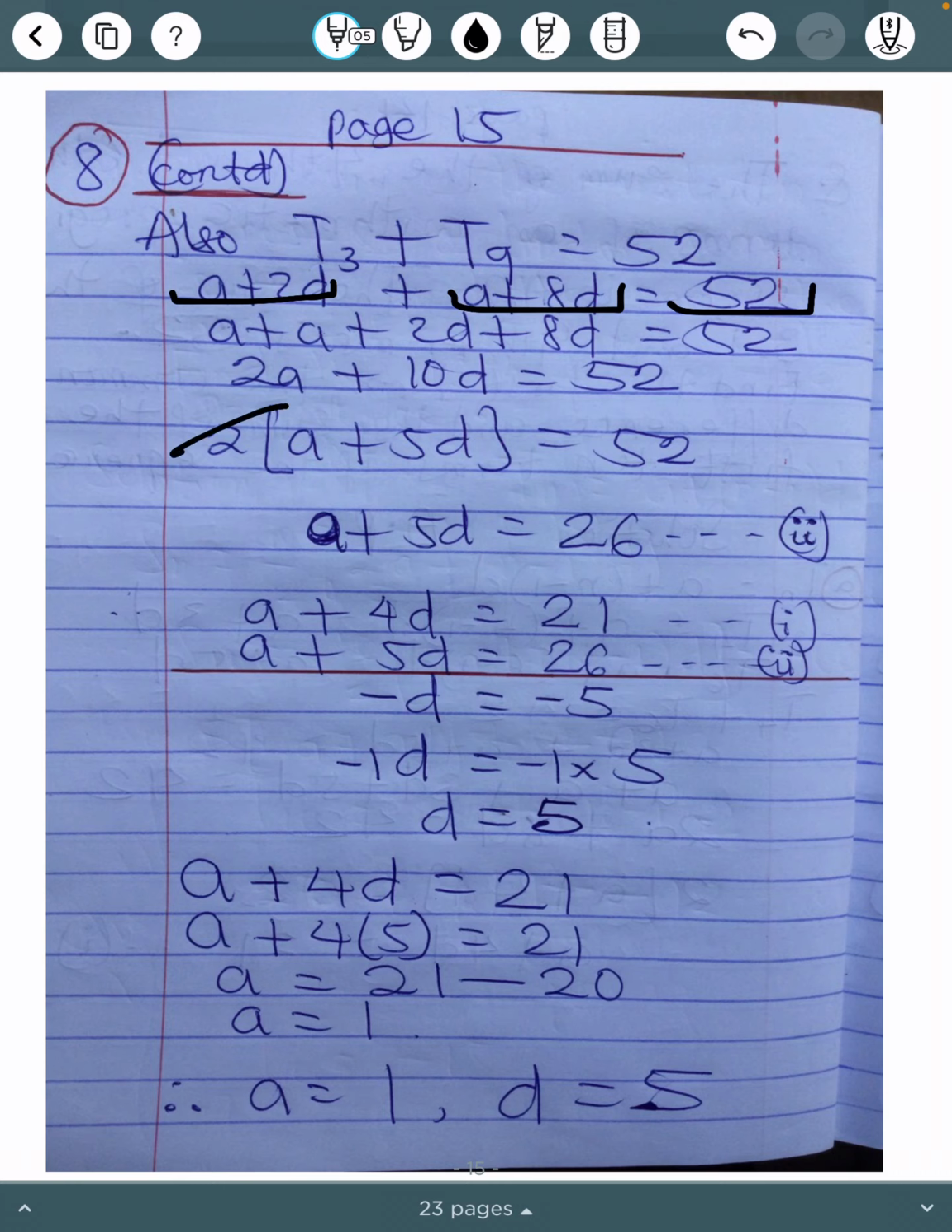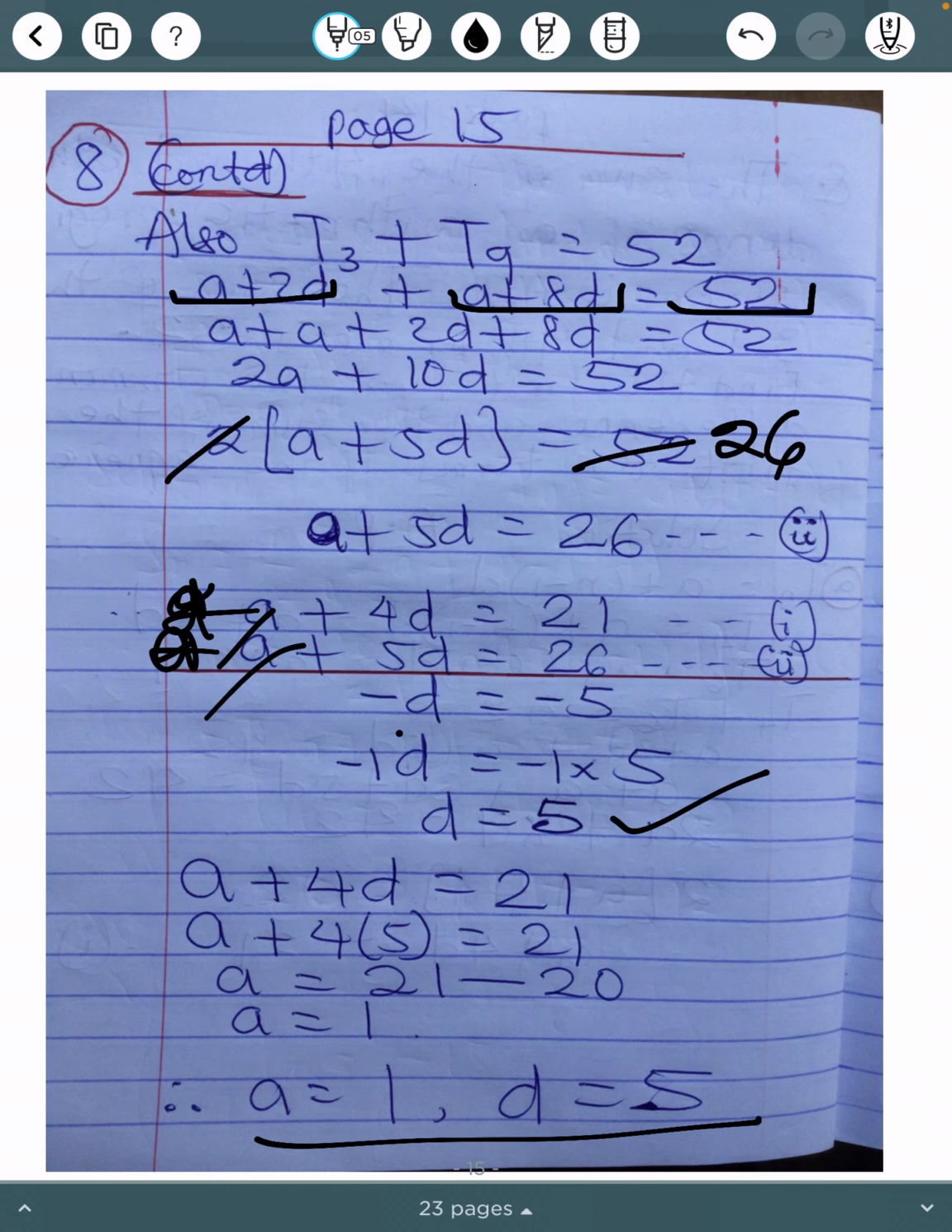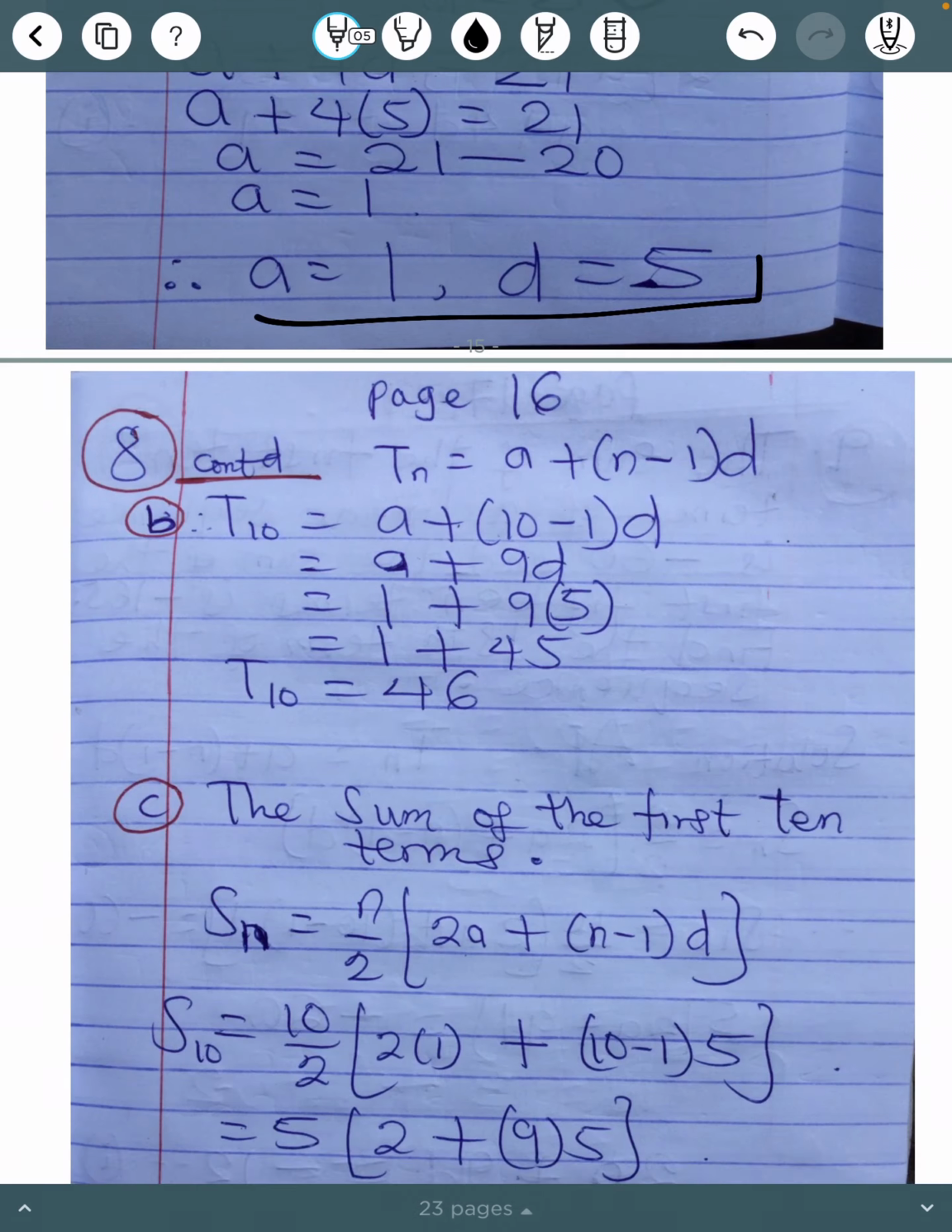If I divide both sides by 2, I will get a plus 5d is 26. So that means I can now solve equation 1, a plus 4d is 21, and equation 2, a plus 5d is 26, simultaneously. a minus a will give me 0. 4d minus 5d, minus d, is minus 5. d is 5. Now, I will get a the same way after getting d.